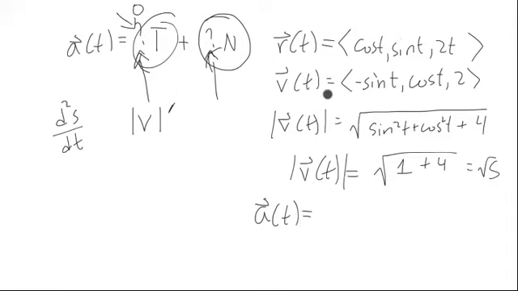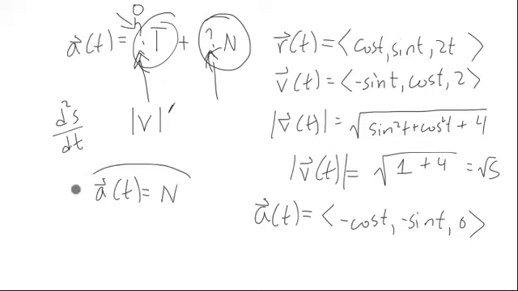So the acceleration vector is just going to be negative cosine t, negative sine t, and 0. And this vector has length 1. If you work it out, cosine squared plus sine squared is equal to 1, square rooted. So really, the acceleration vector itself is just equal to n, completely and totally, for this helix.